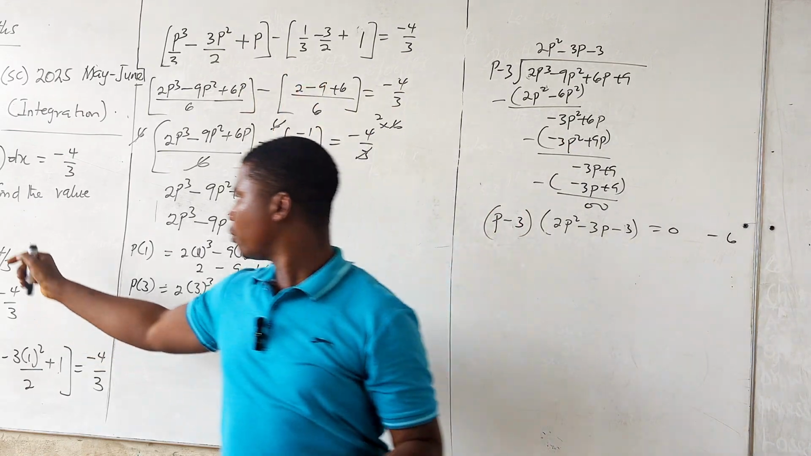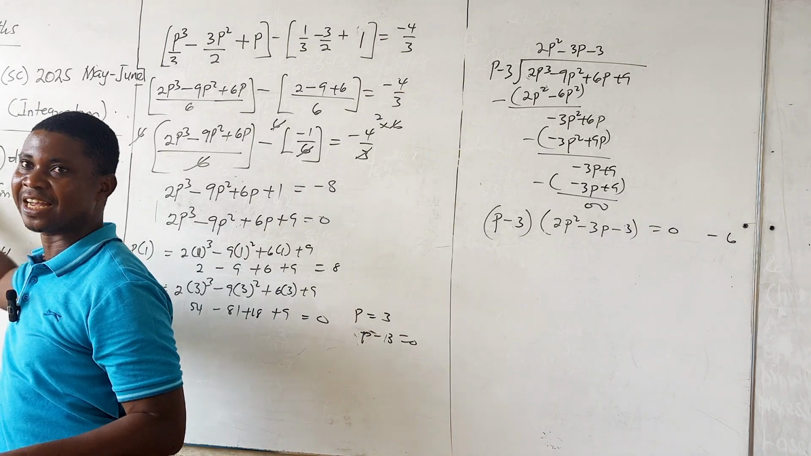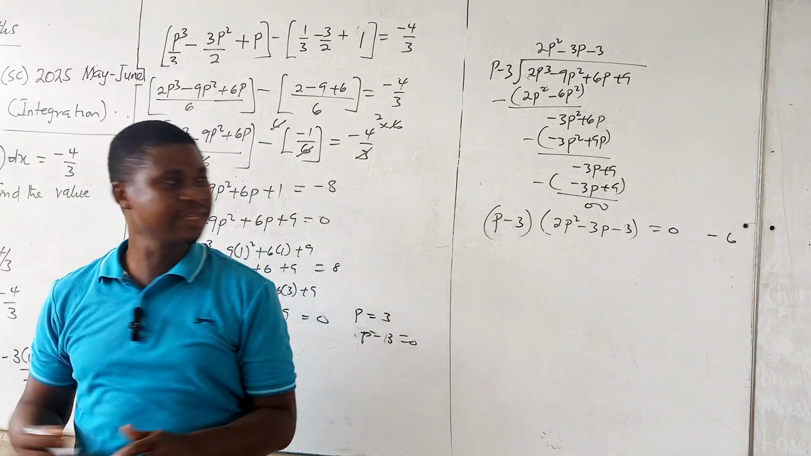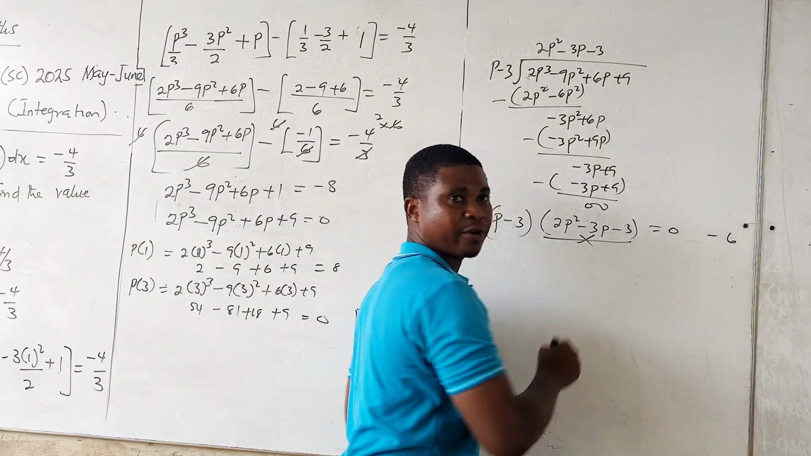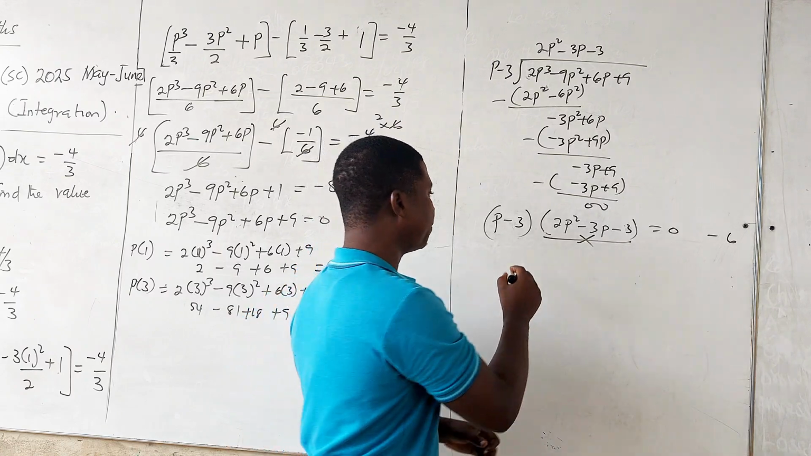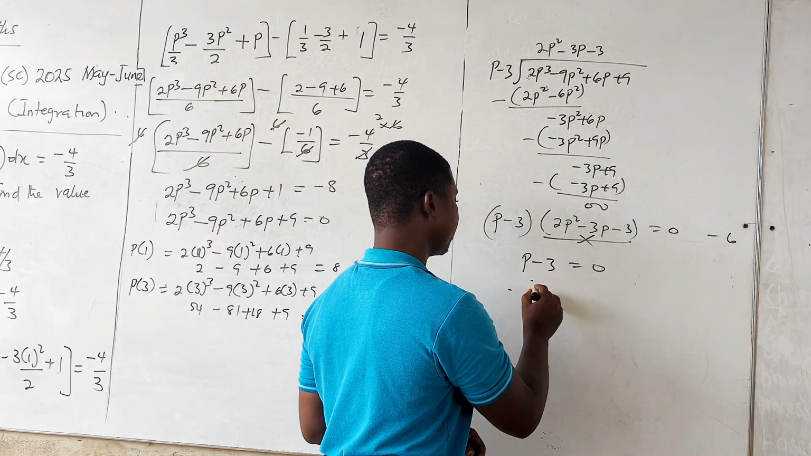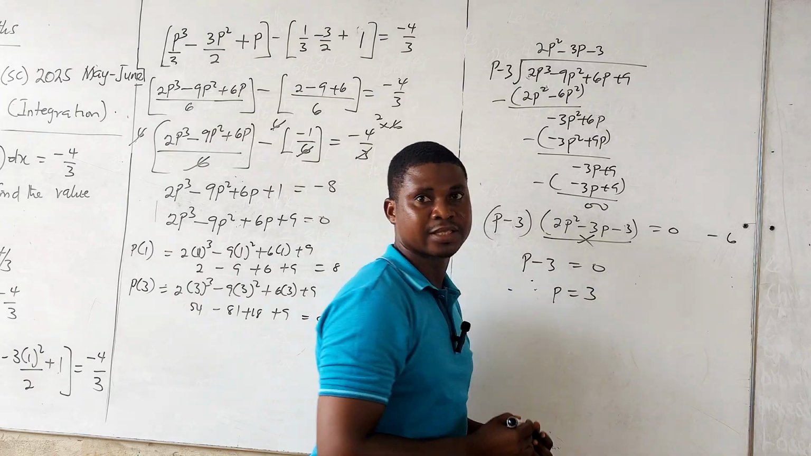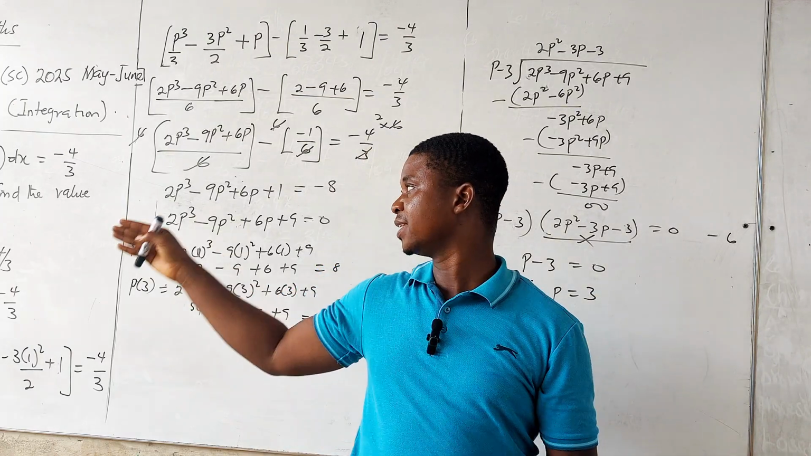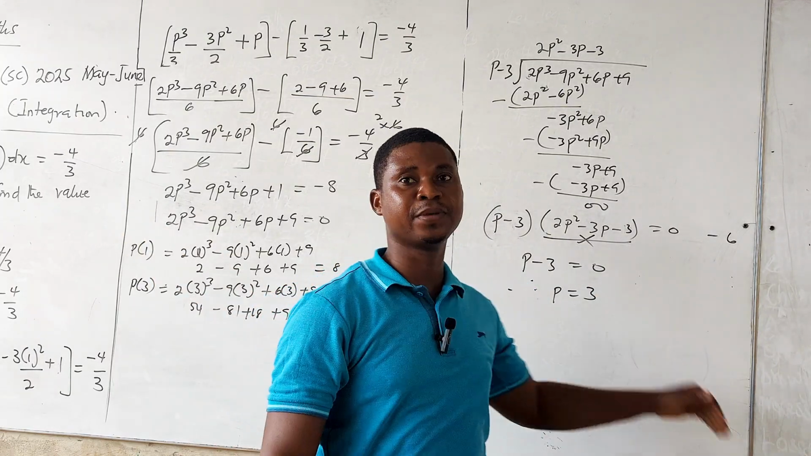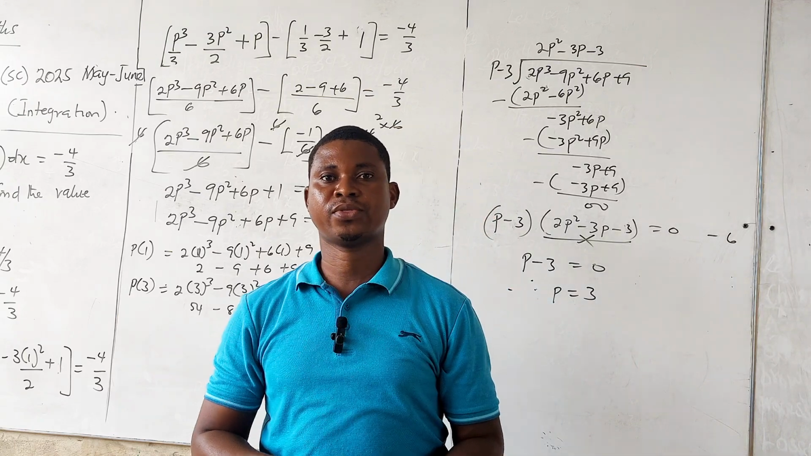But the question here is saying that p is an integer. So if p is an integer, it means the whole of this one will not work for p being an integer. So therefore, p minus 3 should be equal to 0. Therefore, p is equal to 3. Since we want p to be an integer, the final answer becomes p is equal to 3.